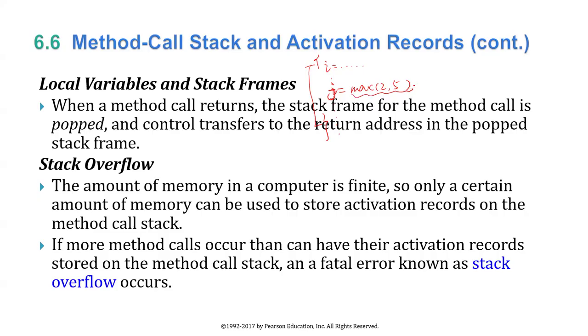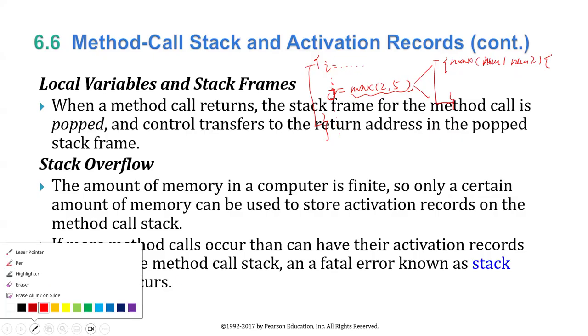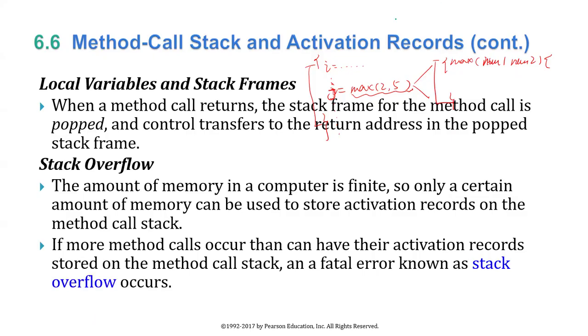When we are calling the max, it will give us another stack. This is the max, number 1, number 2, and this is our method there. That means when we are calling it, the control goes in such a way: we execute it and then we go back. And that is the control transfer.